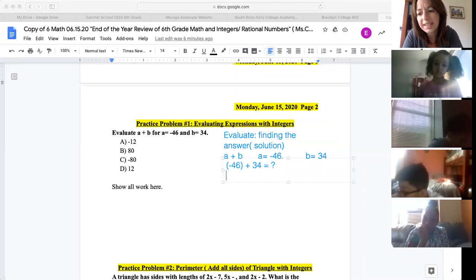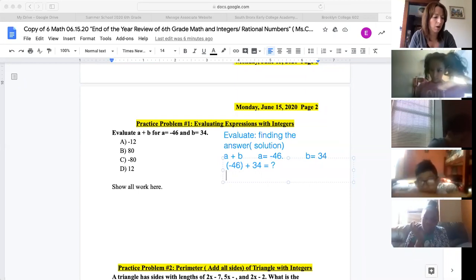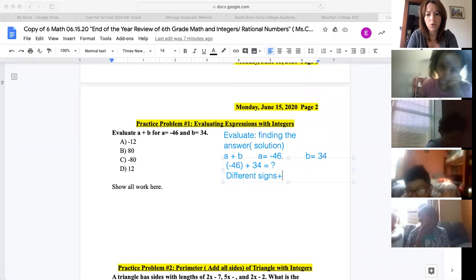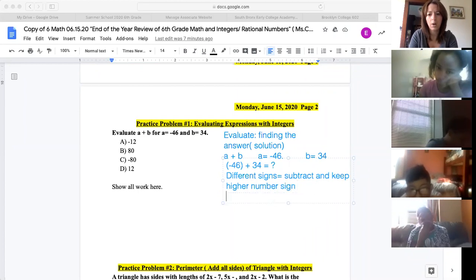Now, we notice here that when the signs are different, what do we do according to page 1? Do we add or subtract? Different signs mean we subtract and keep the higher number's sign. The higher, it doesn't really make sense, but you get the idea. Now, we know that the highest number is 46, so it's negative.